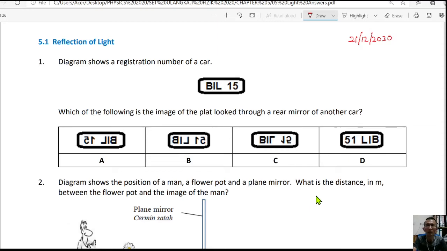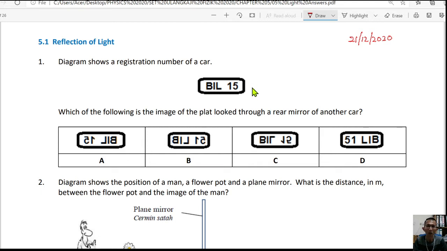Hi again. So just now we went over the notes. Now we go over the questions that follow. On the reflections of light, you are given this picture. This is the registration number of a car. If you look at this in a mirror, how will the image be?